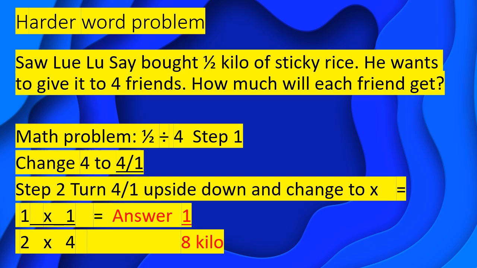We multiply sideways on the top. 1 times 1 equals 1. So that's 1 on the top of our answer. And sideways on the bottom, 2 times 4. So that's 8 on the bottom of our answer. So the answer is 1 by 8 kilos for each friend.